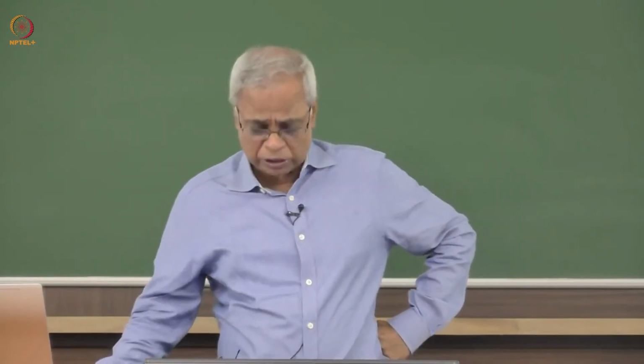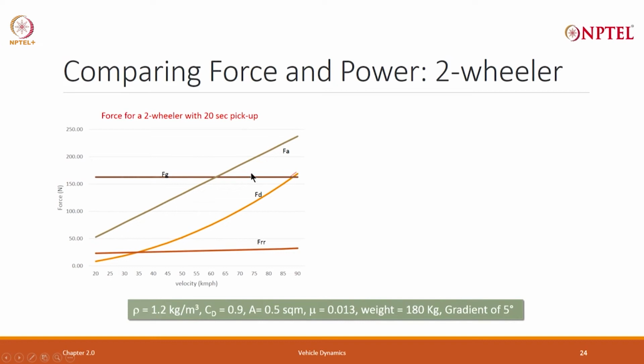There are two other forces which are very significant. One is the gravity. Sorry, not gravity, it is the force due to the slope. Now, this is again constant, it does not matter what the velocity is, the force is constant. And even for small slope, it can be substantially high. I have actually taken gradient at 5 degrees. Even at 5 degrees, this can be substantially large, and in fact dominates.